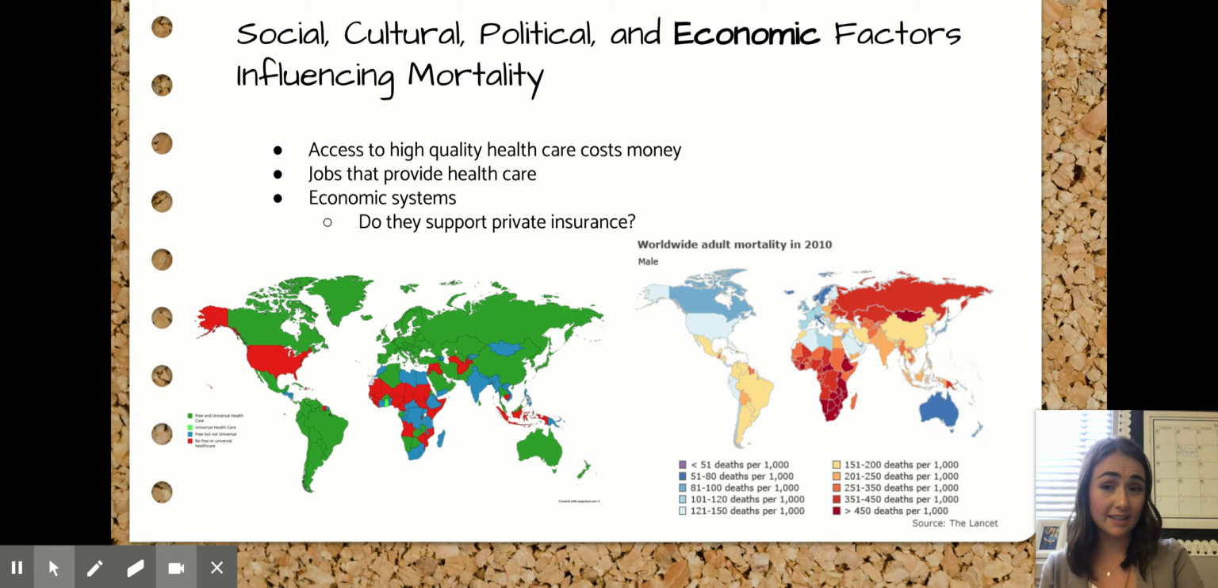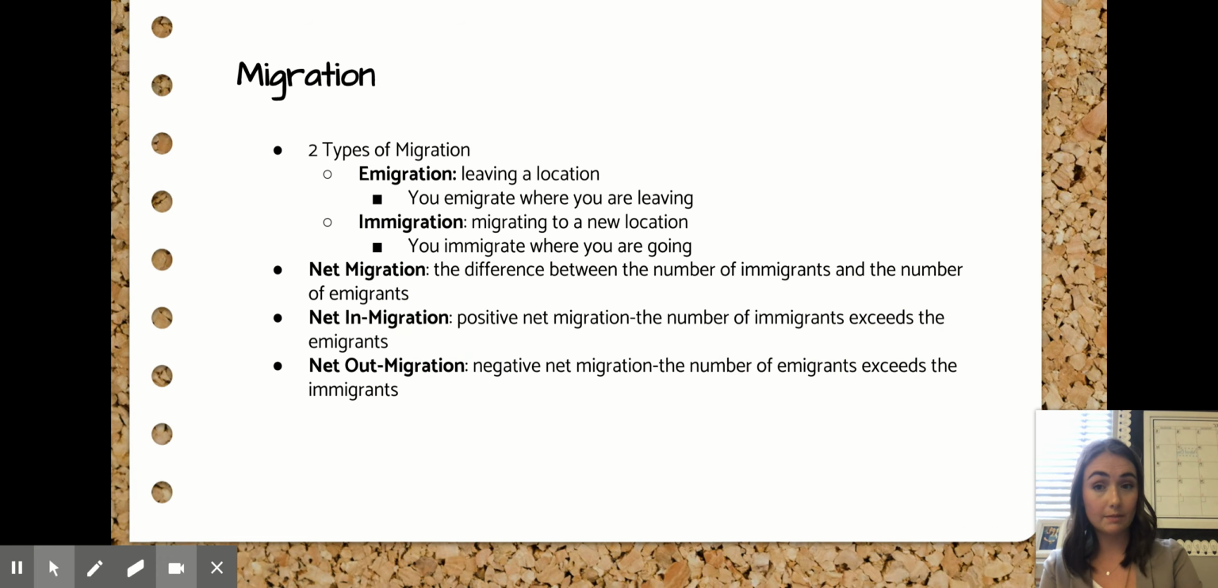A lot of that has to do with the concept of capitalism and competitors, but that's another topic for another day. I just thought that was an interesting thing to see side by side. So those are economic factors that influence mortality.